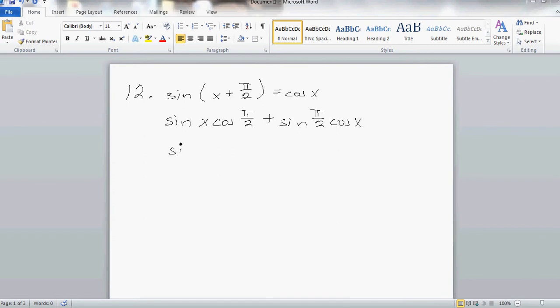Let's see what we get here. Sine of x, okay, cosine of pi over 2, well, cosine of pi over 2 is 0, plus the sine of pi over 2, that's 1, and cosine of x, and this becomes 0 plus, doing the arithmetic here, we end up with the cosine of x, which is exactly what we needed to prove.